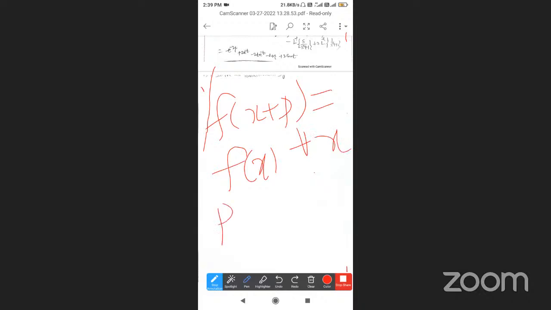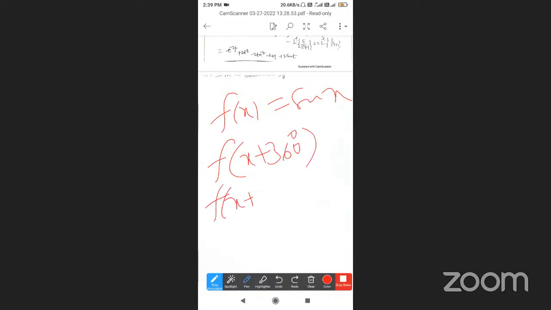Definition 1: a function f of x is called periodic if it is defined for all real numbers x and there is some positive p such that f of x plus p is equal to f of x for all x. Then p is called a period of the function f of x, where p is a positive number.